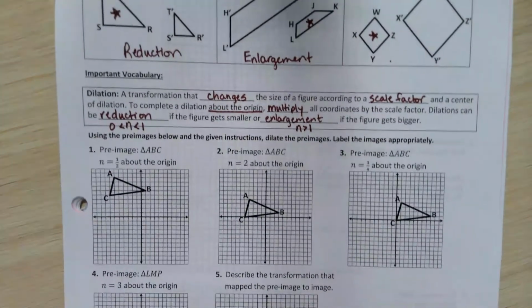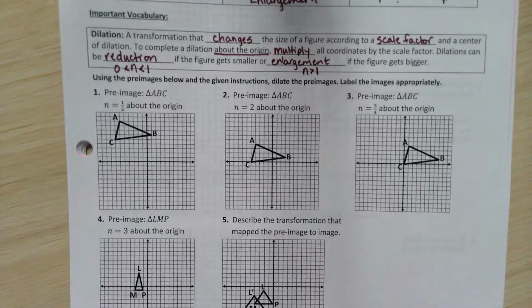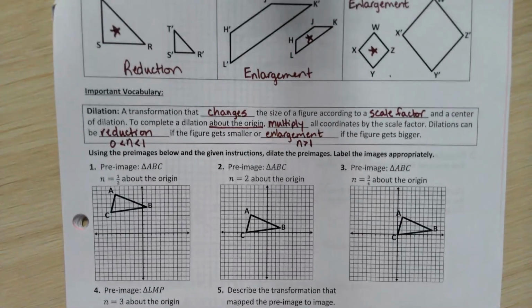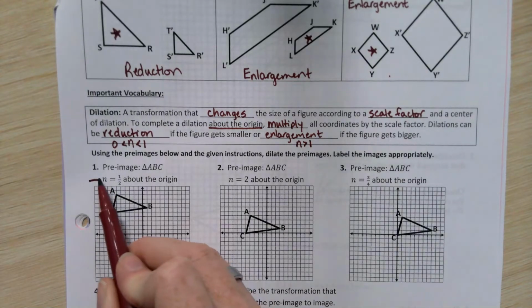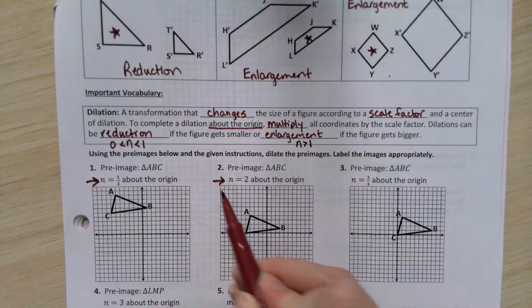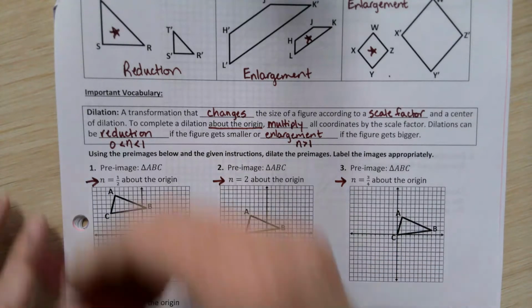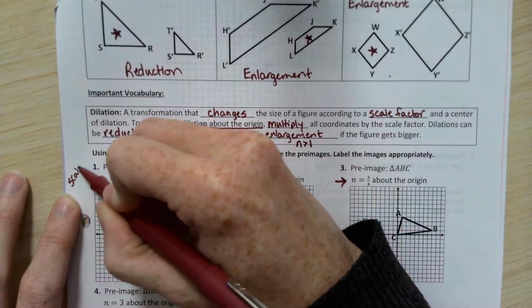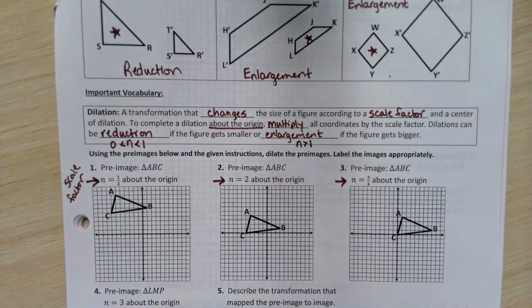Moving into some examples, we have a pre-image given to us for each of these first three as well as for number 4. And each time that pre-image is being asked to dilate, we've been given information about what n is equal to. That n is the scale factor we were talking about up above. And so that n is going to be our multiplier.